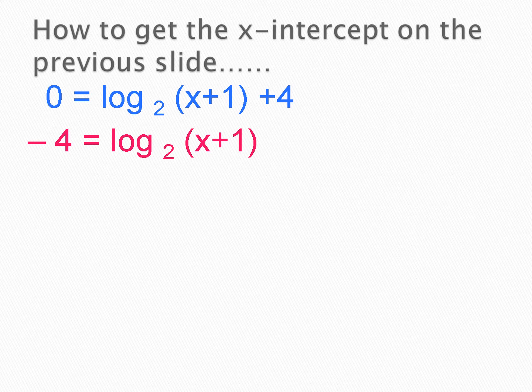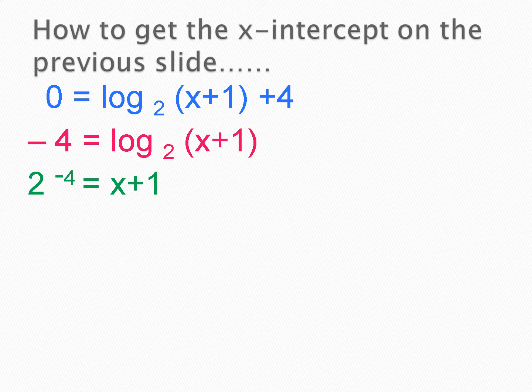Now, once we've got the log and the argument isolated, then we change it to an exponential. So that becomes the base is 2, the exponent is -4, and the answer is x plus 1. Okay, so base, exponent, answer. So that's why we taught you that before.